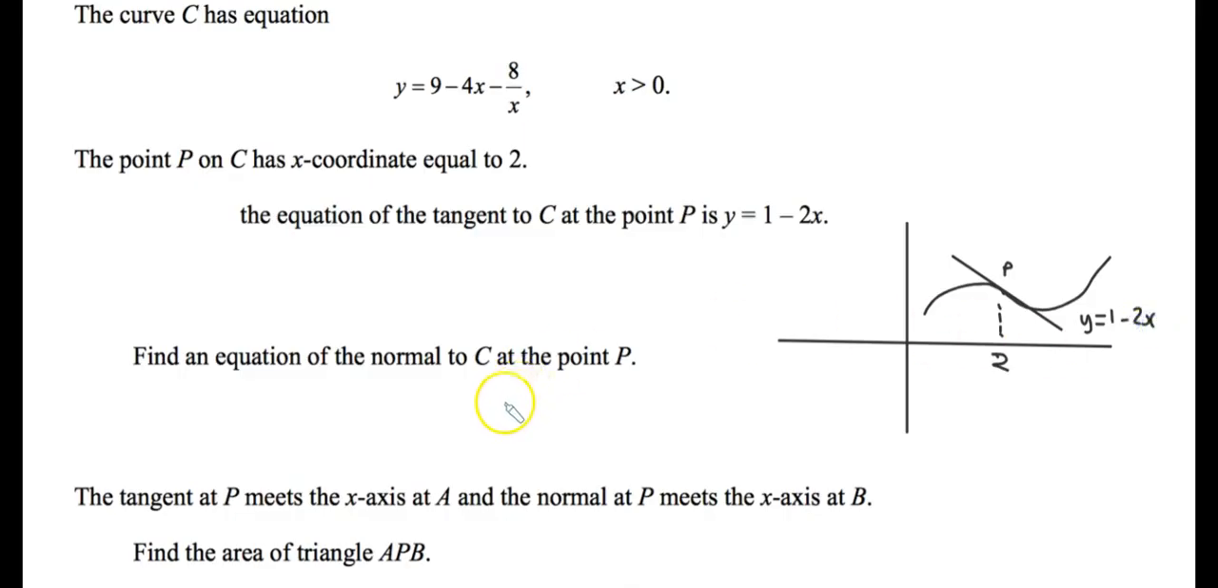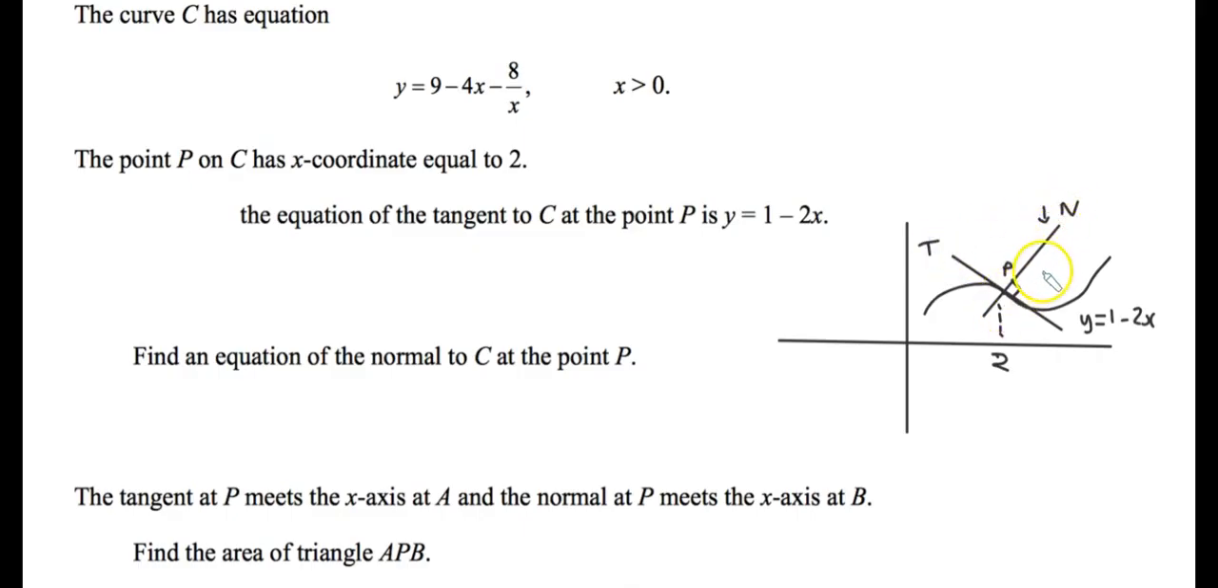Okay, but now it's saying find an equation of the normal to C at P. Now what is a normal? Well, a normal is simply a straight line that's at right angles or perpendicular to the tangent. So here's our tangent. The normal would be drawn something like this. So we could make sure that we draw in that 90-degree angle there. So this is the normal and this is the tangent.